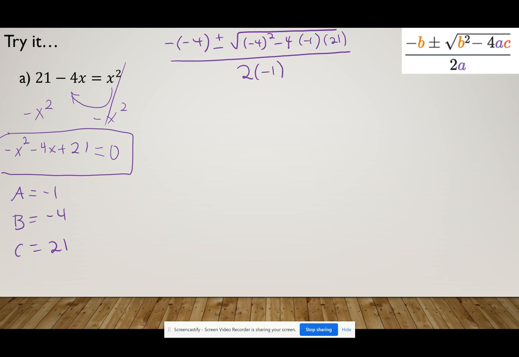Okay, so now comes the time to do this in separate pieces. So I'm going to do the same thing I did before. I'm going to circle the pieces as we do them. So the first piece we're going to do is this negative 4. So the opposite of negative 4. Well, the opposite of negative 4 is positive 4. Okay. Plus or minus the square root.